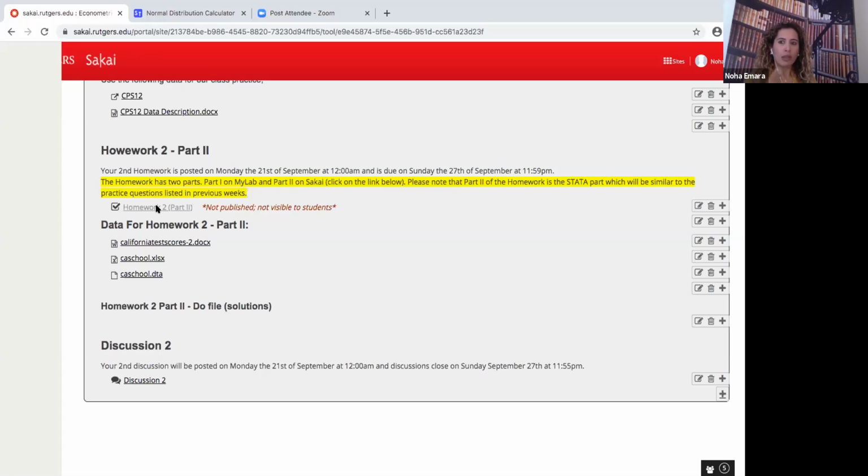And if you do not submit the do and log files, I will not be able to grade your part 2. So make sure that you don't forget that. I will actually add it right here so that you do not forget.